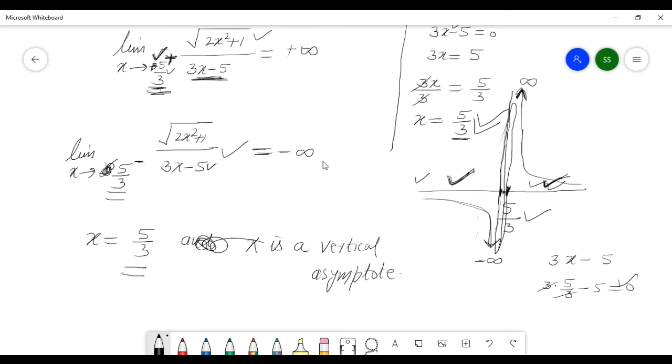Here you have to check the denominator: when the function 3x minus 5 is 0, then x equals 5 by 3. So check the left limit and the right limit. The right limit goes to positive infinity, and the left limit goes to negative infinity. So x equals 5 by 3 is a vertical asymptote.